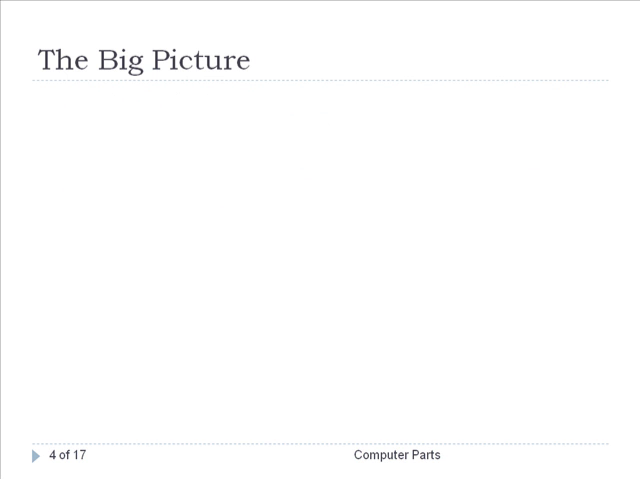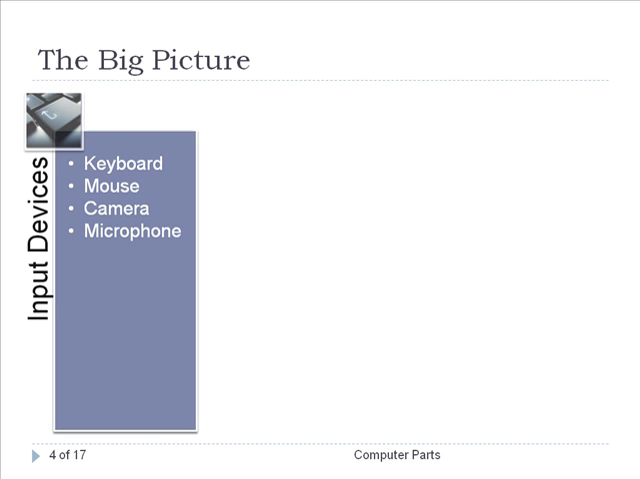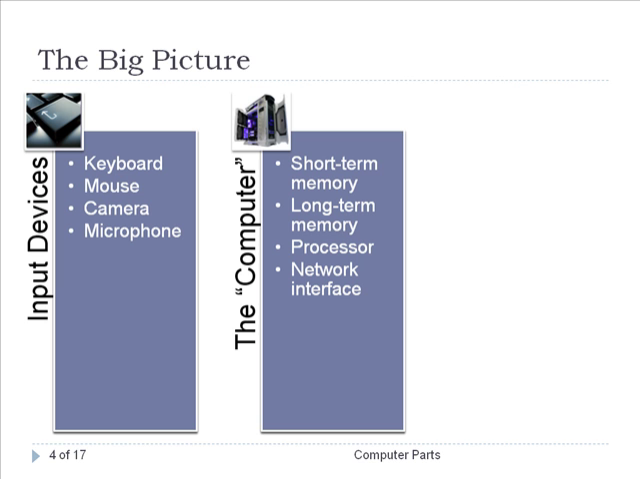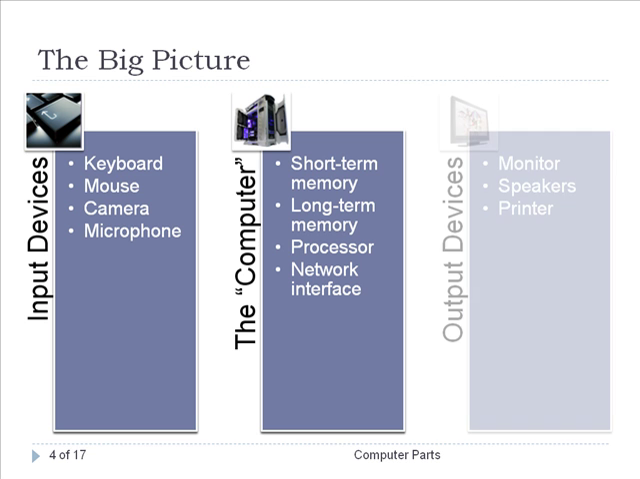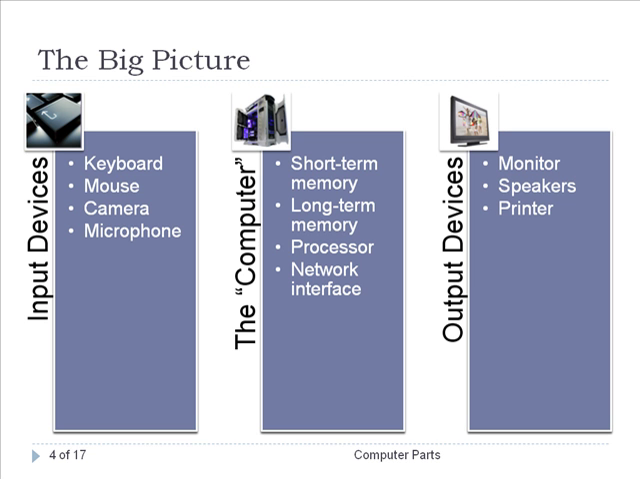Okay, so let me give you the big picture. The computer is built of three main types of components. You have input devices, things like keyboards, mice, cameras, microphones. You have the innards of your computer. That's things like the short-term memory, long-term memory, processor, networking interface, and things like that. Then you have output devices, monitor, speakers, printer.